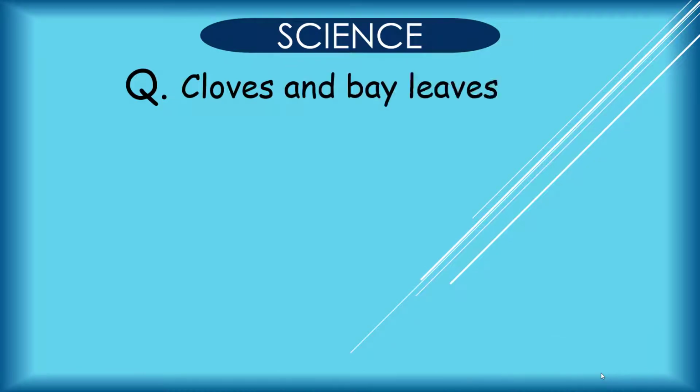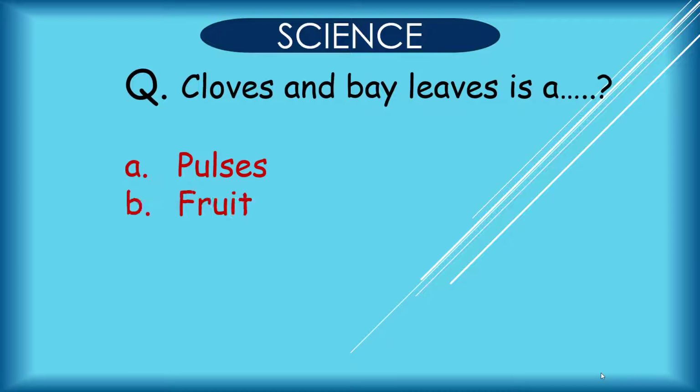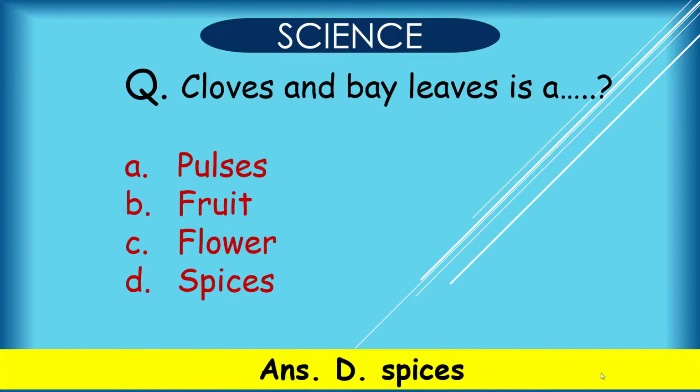Question: Cloves and bay leaves are a dash. A. Pulses, B. Fruit, C. Flower, D. Spices. Correct answer is D. Spices.